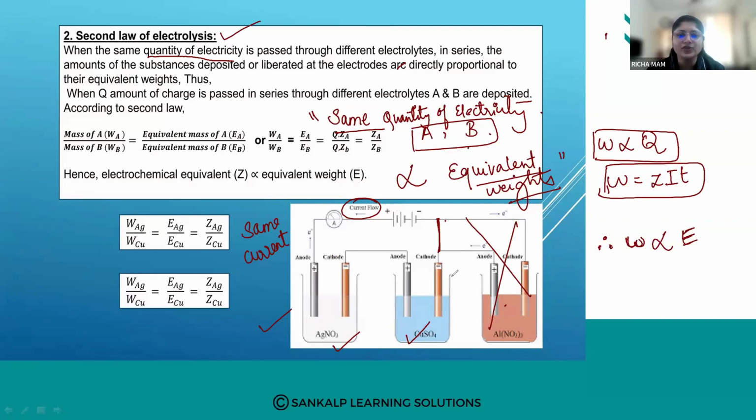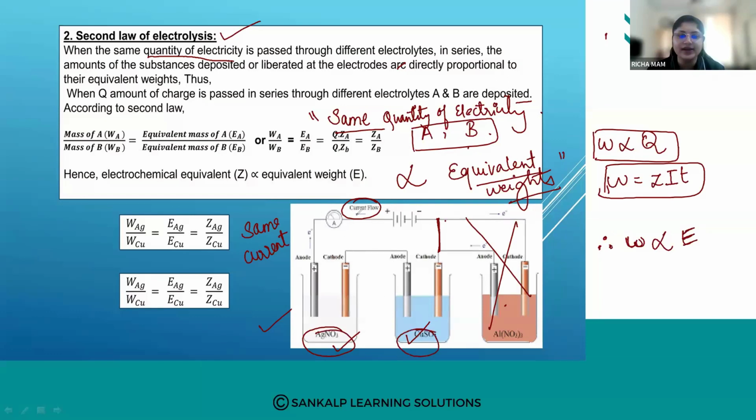So first we'll consider these two. Here we have two electrolytic cells. One is of AgNO3, and one is of copper sulfate. These two electrodes are in these two electrolytic cells.